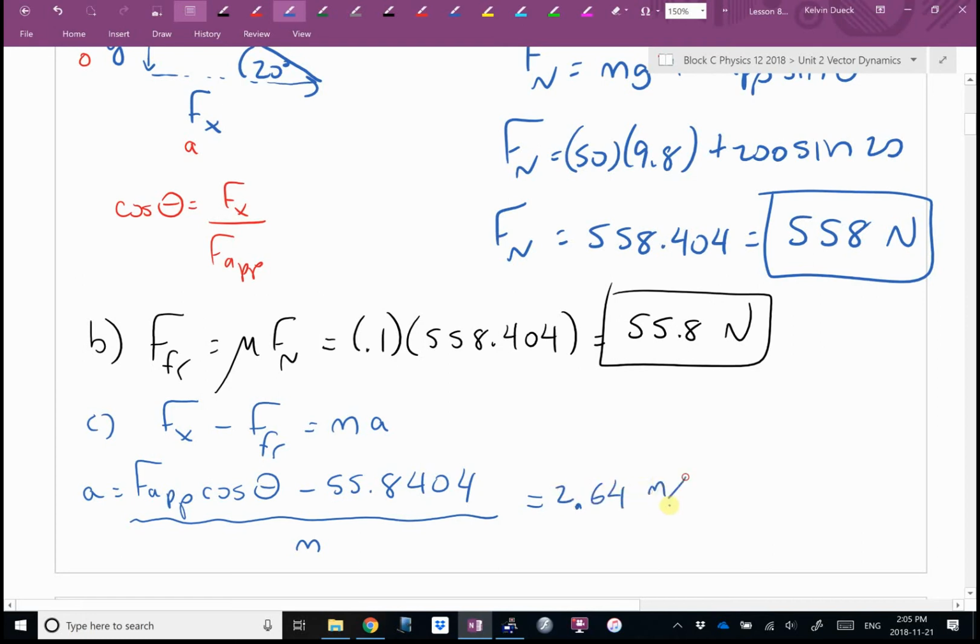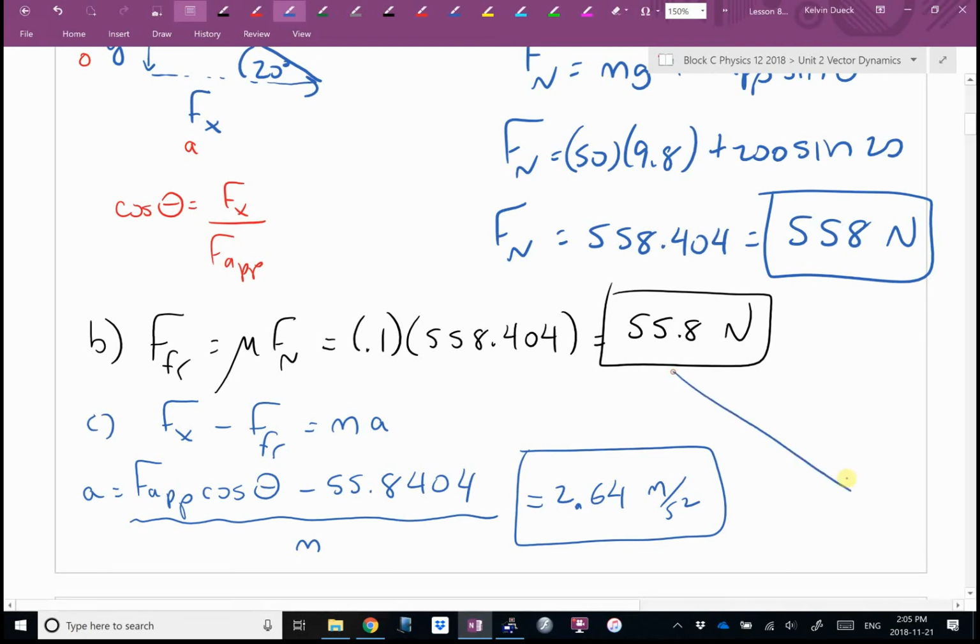2.64 meters per second squared. Maybe 2.63. Probably depends on how many sig figs you used or you carried. Okay. That's a lawnmower question. There's going to be one on your upcoming test.